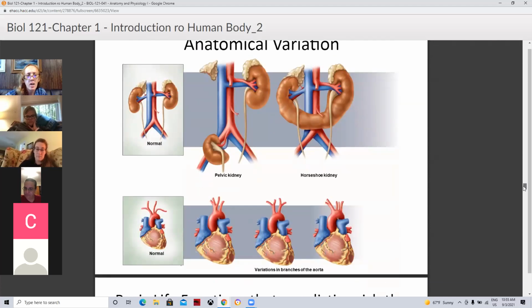So like Catherine was saying, some anatomical variation. Variations in the kidney shape. Variations in the vessels coming off the aorta.